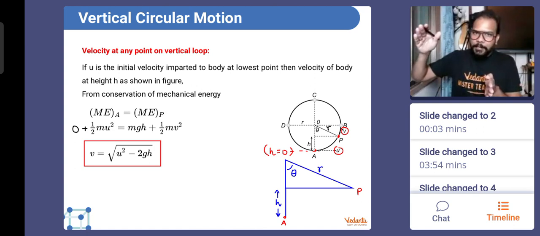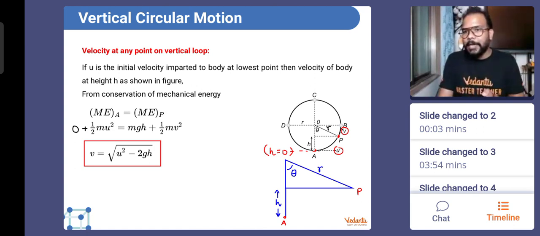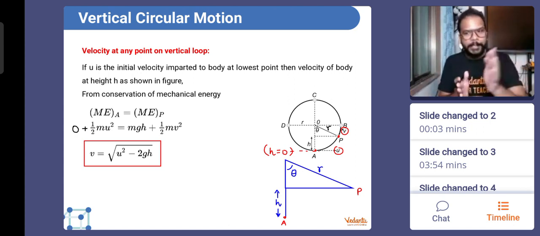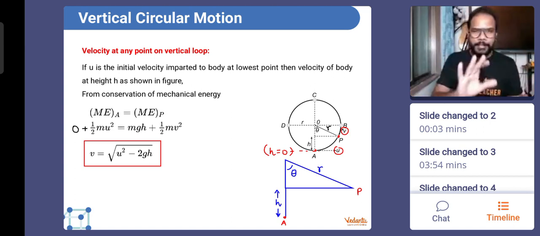This theta value. If the body is at A, theta value is 0 degree. If the body is at B, tell me in the chat box what is the value of theta. At B, the value of theta is 90 degree. At C, the value of theta is 180 degree. Perfect. At D, 270 degree. At A again, don't say 360. 0 is also fine once again.